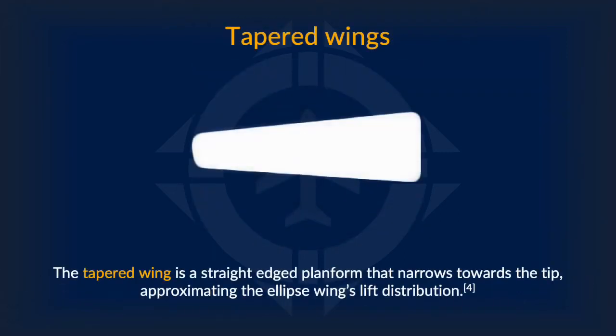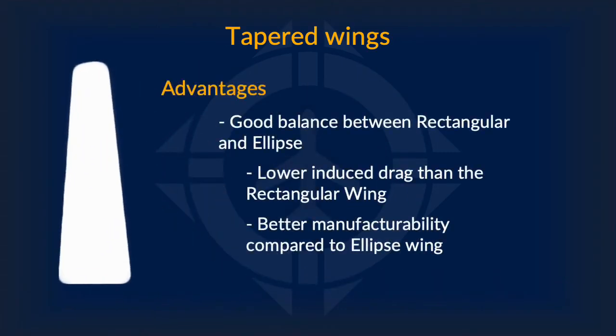Next, we have the tapered wing. It is a straight-edged platform that narrows towards the tip, hence its name, tapered wing. Tapered wings are a great middle ground between elliptical wings and rectangular wings. It has lower induced drag as compared to rectangular wings, while having better manufacturability compared to elliptical wings.